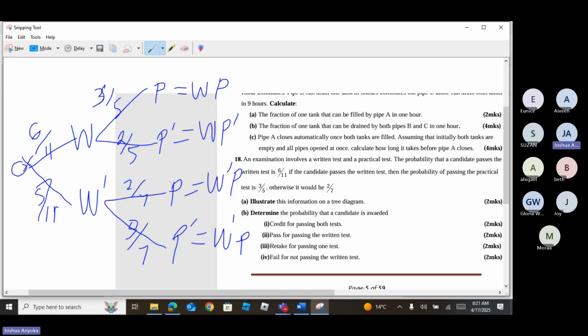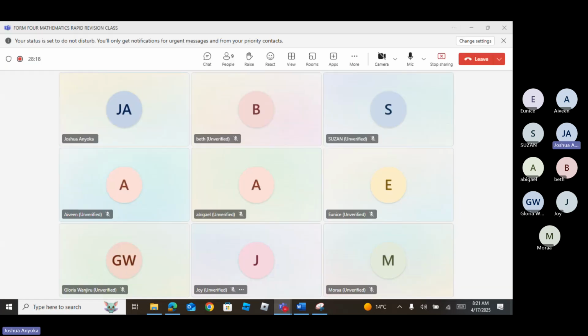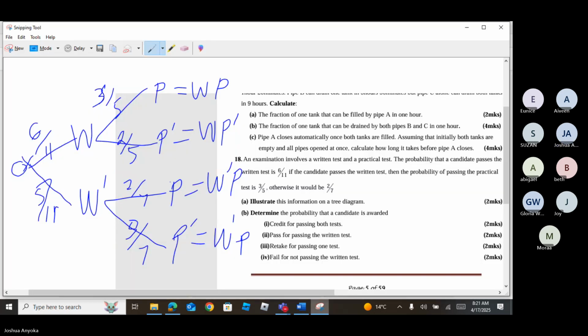Now from the tree diagram, determine the probability that a candidate is awarded credit for passing both tests. On the tree diagram, anybody who has a concern? Anybody having a concern in the tree diagram? Maybe the formation of this tree diagram. So we are okay? Good. Silence means we are okay.